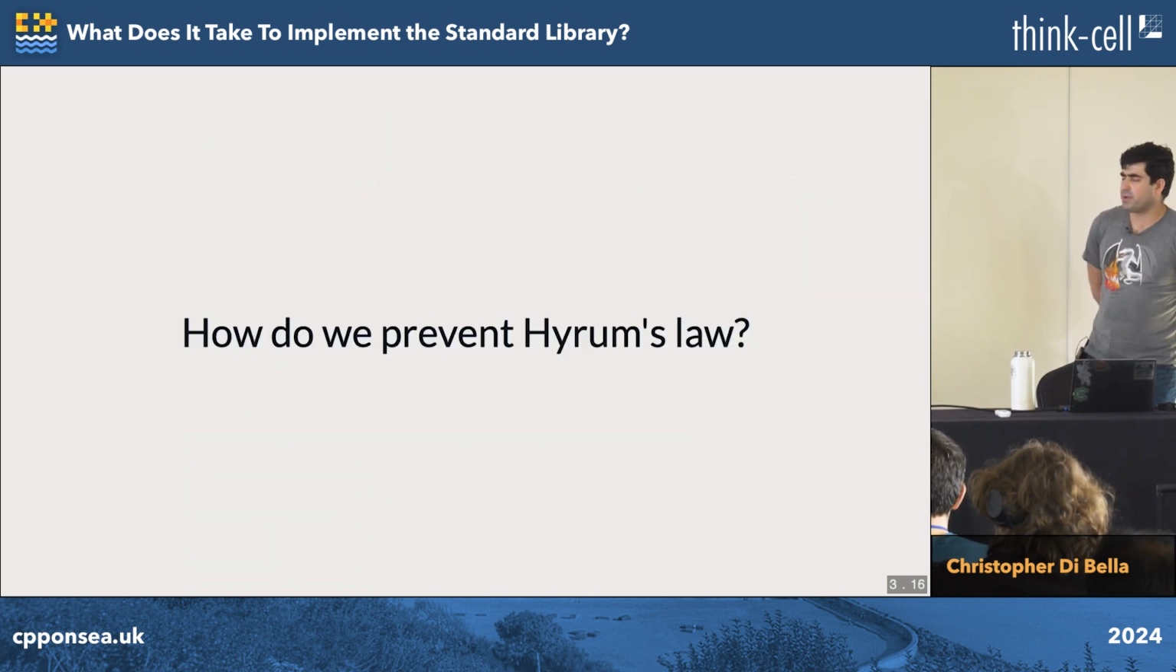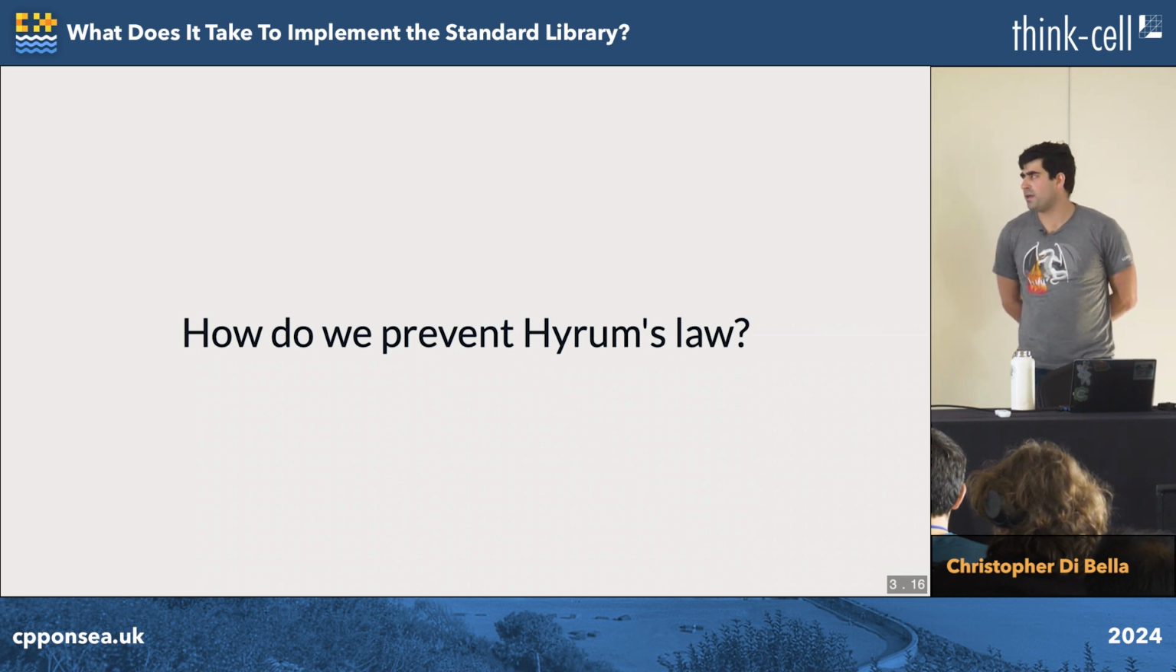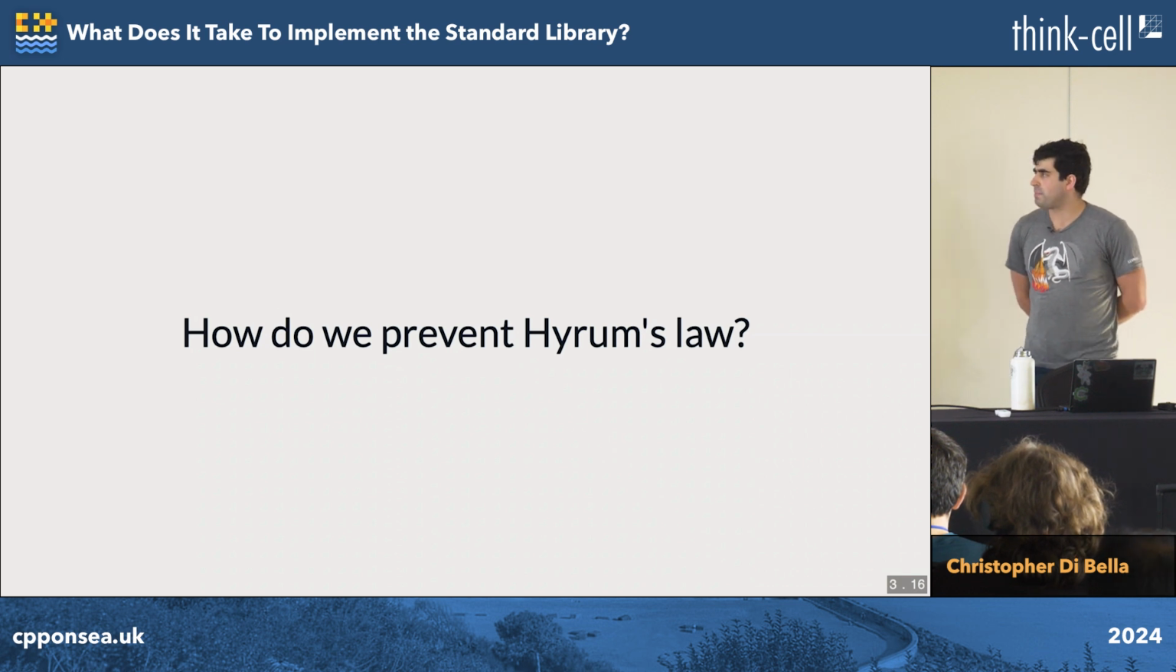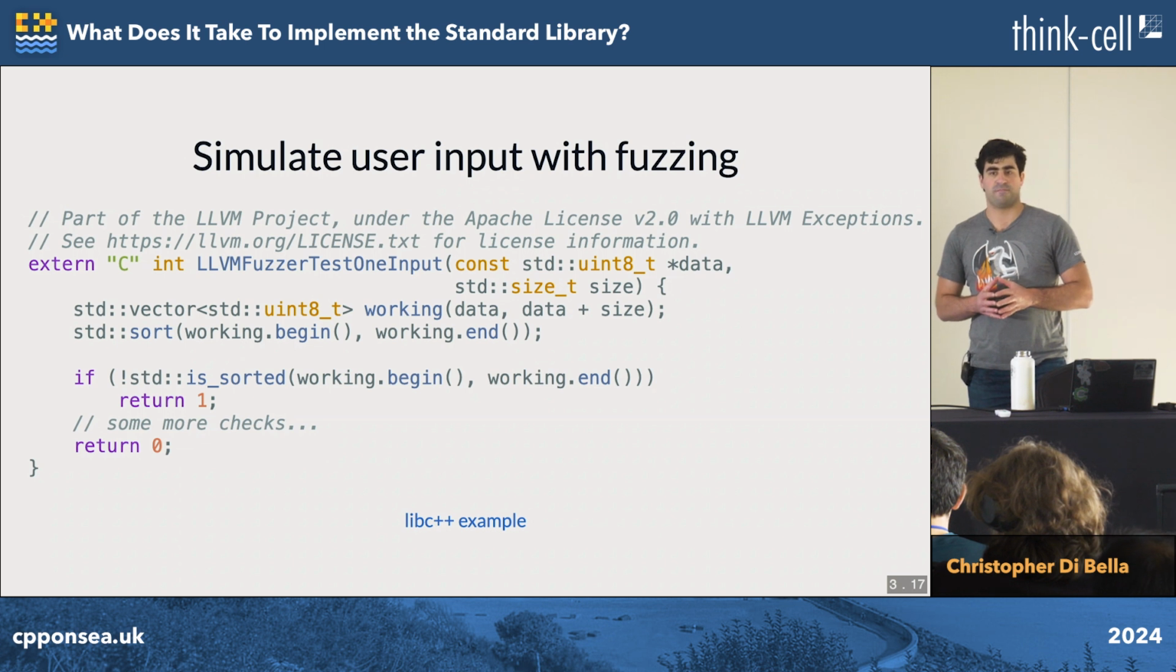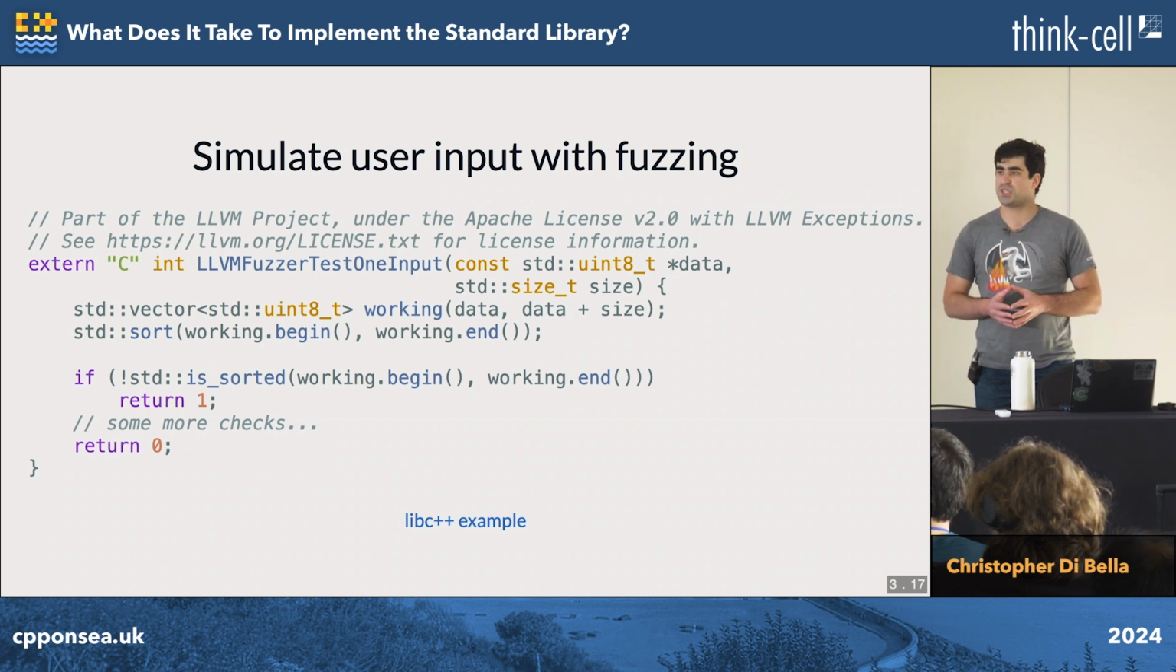Now, I did mention that we can get in front of it. And it says here that we can prevent it. There is a way that we can prevent it, but it's costly. So we need to be forever vigilant. The first way to do that is to simulate user input using fuzzing. Does anyone want a refresher on what fuzzing is?